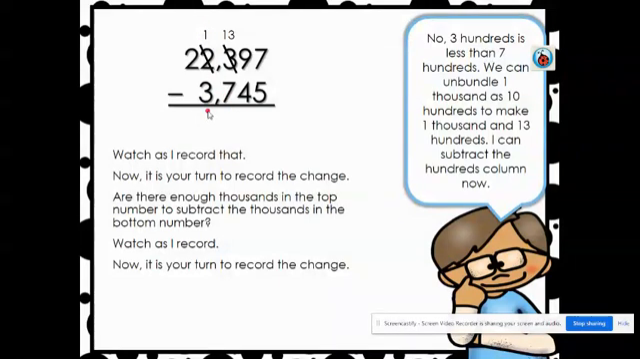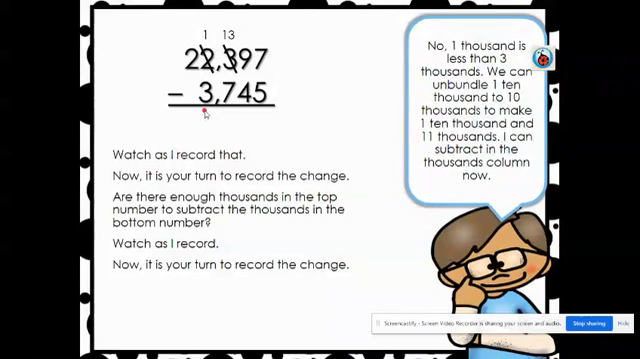Uh-oh. 1 minus 3. Hold the phone. Wait a minute. So I can do 13 minus 7 now, but I cannot do 1 minus 3. That's a problem. So I need to regroup again. I need to go next door to my 10,000s place. I'm going to regroup, make that 2 a 1, and then I'm going to move over the 10. Now I have 11 in my thousands place. Now 11 minus 3, I can subtract that, and I'm good to go.